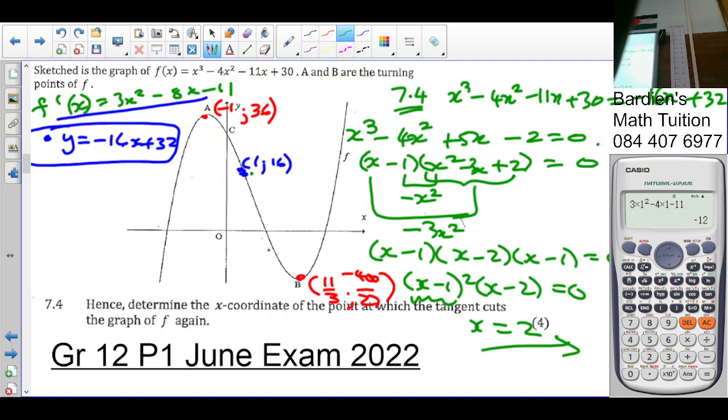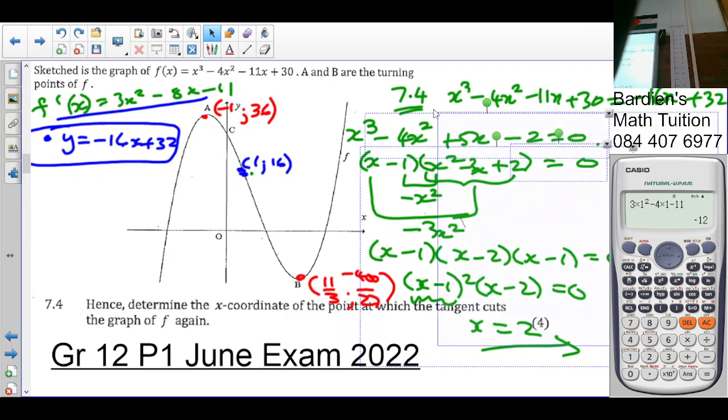So if I should have drawn this graph in, this graph will look something like that. Okay, it will go through there and that point. Okay. The tangent will cut those 2 points. So the point that I'm looking for is x is equal to 2 there. Alright.